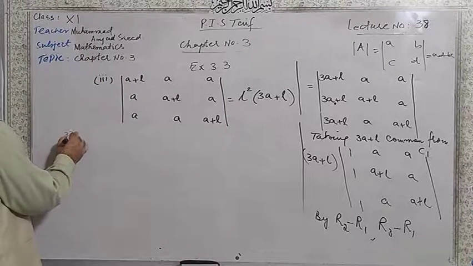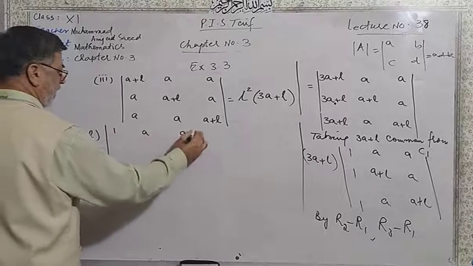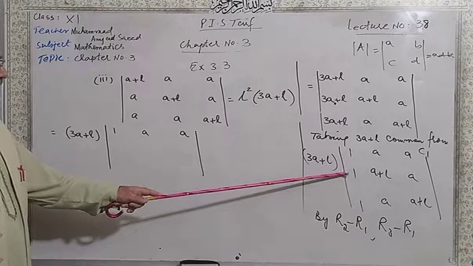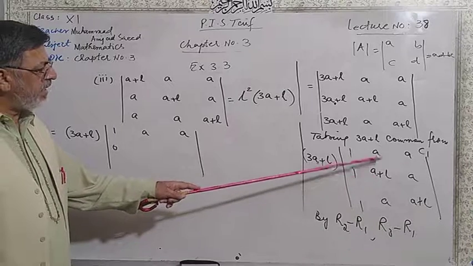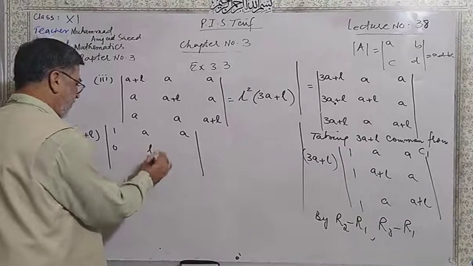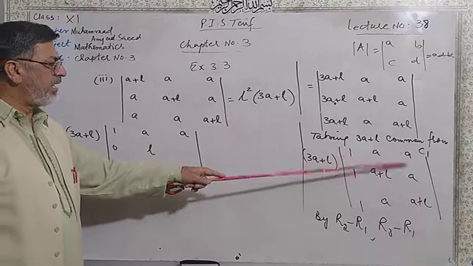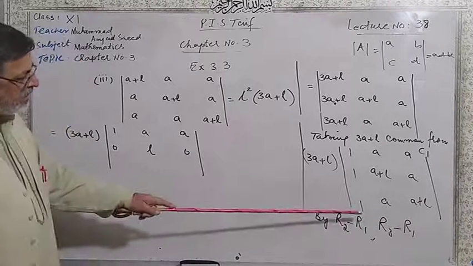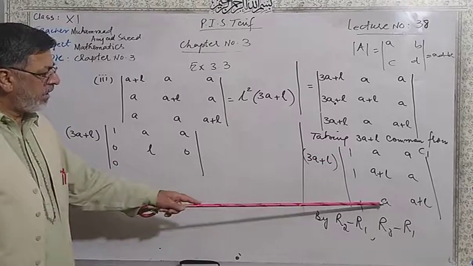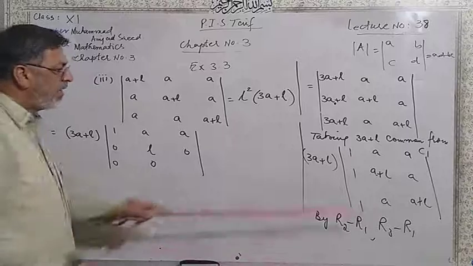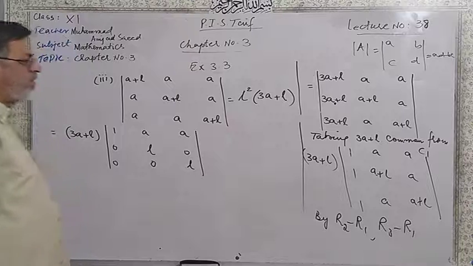Here is 3A plus L, 1A, 1 minus 1, 0. A plus L minus A cancelled out, we are left with L. A minus A, R2 minus R1, A minus A is again 0. Then R3 minus R1, 1 minus 1 is 0, A minus A is 0, A plus L minus A is A cancelled out, we have L.